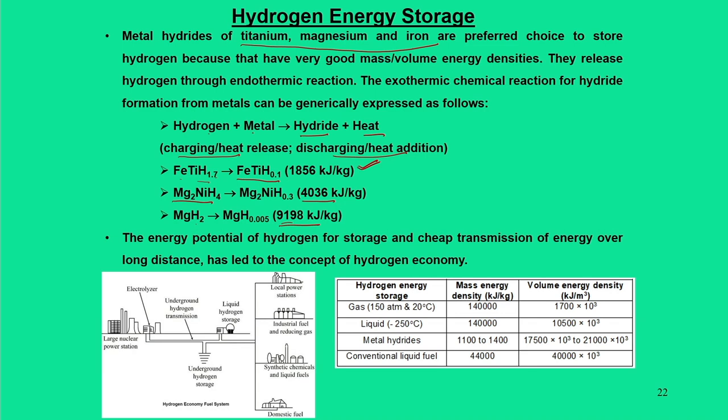Now, we can compare a conventional liquid fuel, which is nothing but your fossil fuel, with hydrogen, and hydrogen can be stored either in gas form, liquid form or metal hydride form. We can make a relative comparison. Mass energy density for conventional fuel is 44,000, whereas for hydrogen it is 140,000 kilojoule per kg. Volume energy density for hydrogen is less, while for conventional fuel the volume energy density is high.